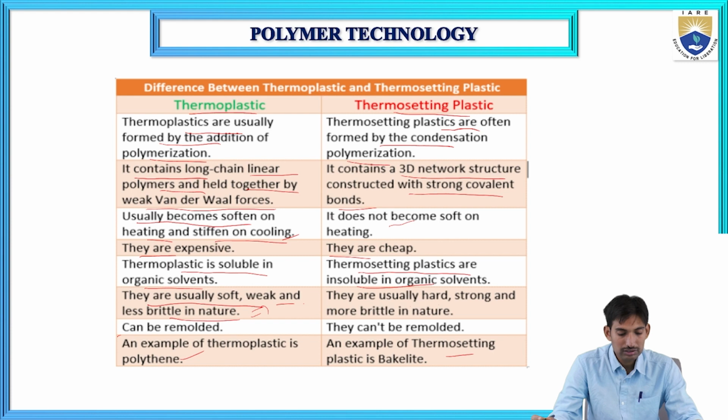The thermoplastics are soluble in organic solvents, but the thermosetting plastics are insoluble in organic solvents. The thermoplastics are soft, weak, and less brittle in nature. But the thermosetting plastics are usually hard, strong, and more brittle in nature due to covalent bonds. The thermoplastics can be remolded, and the thermosetting plastics cannot be remolded.